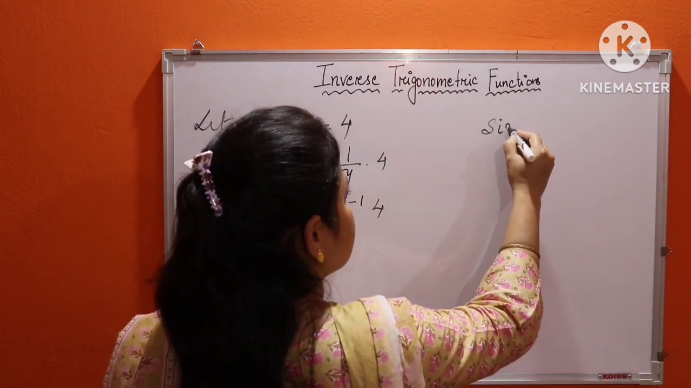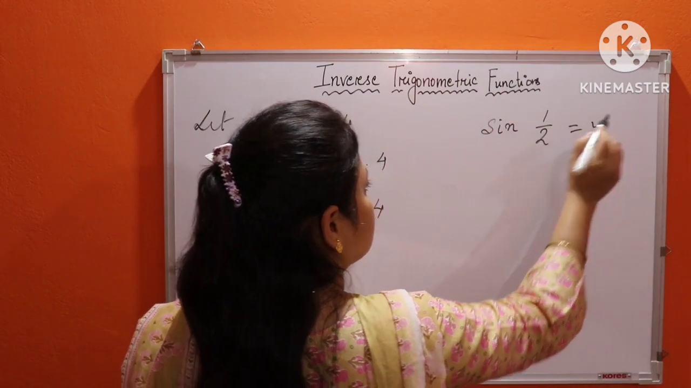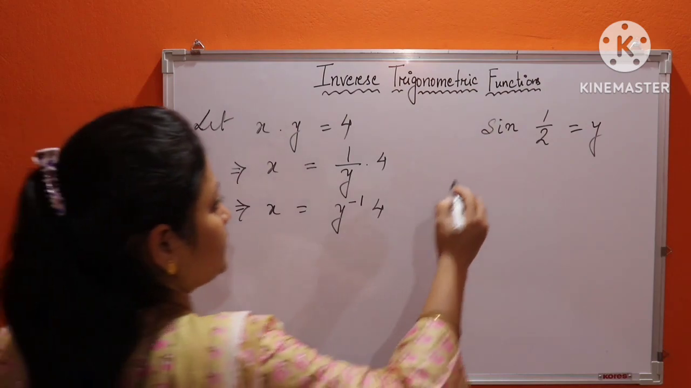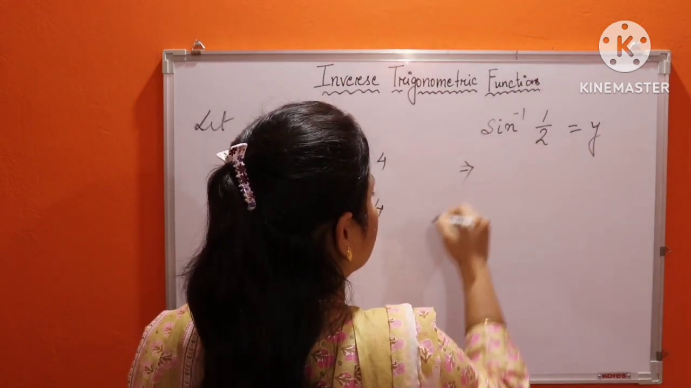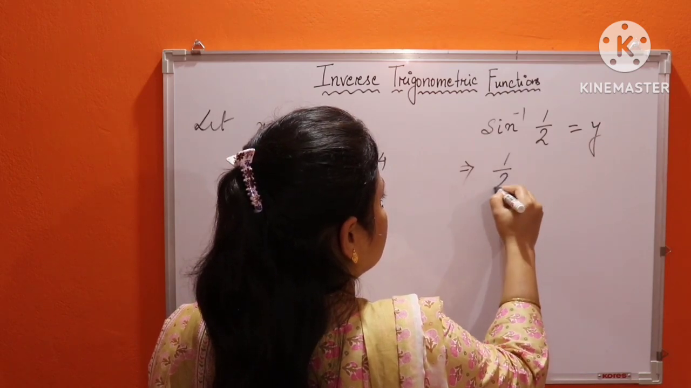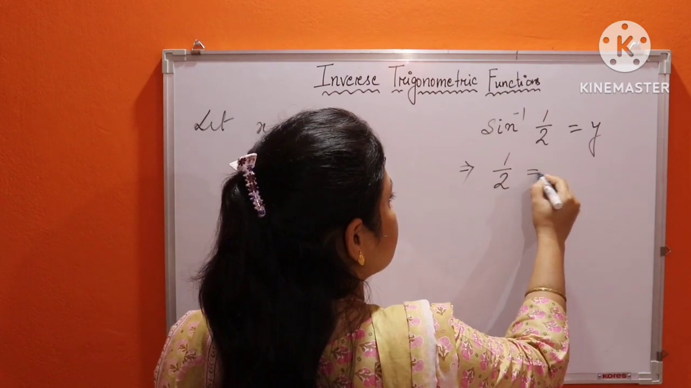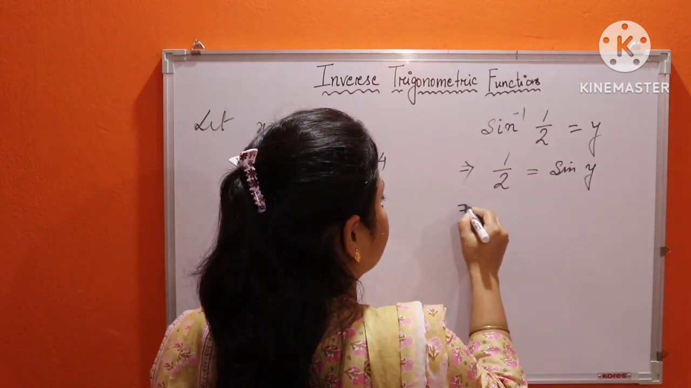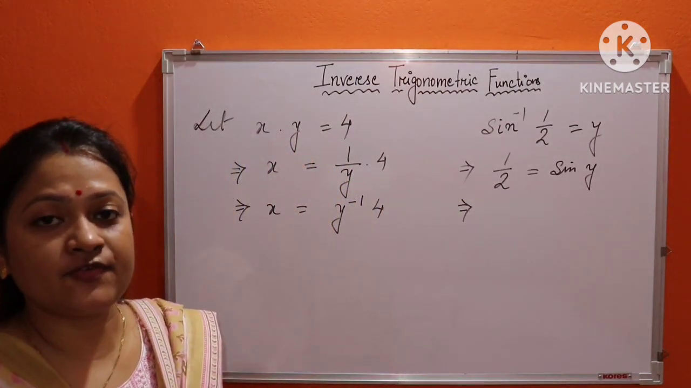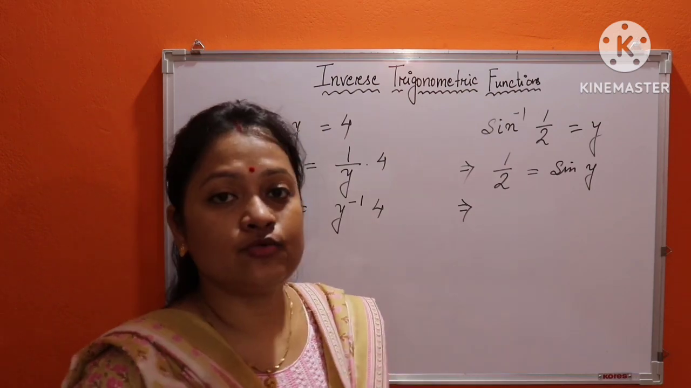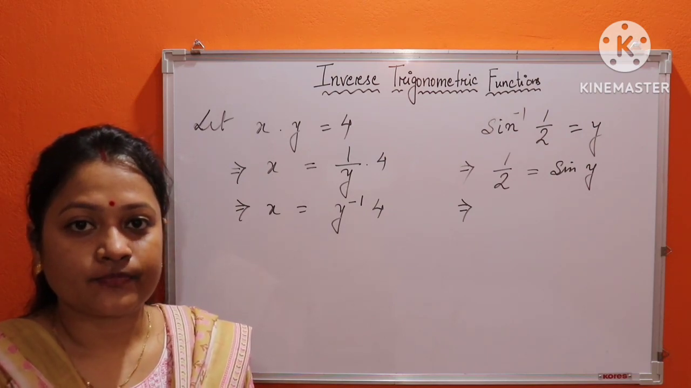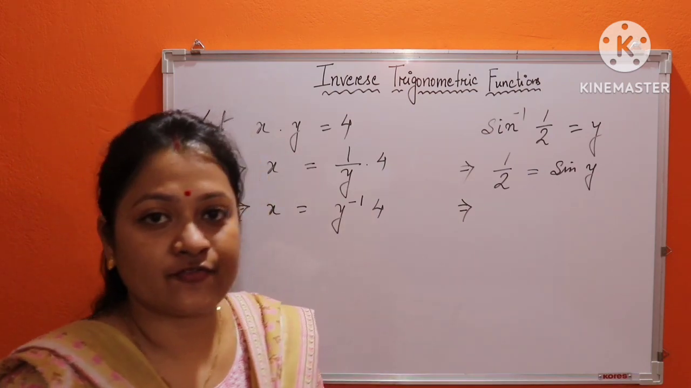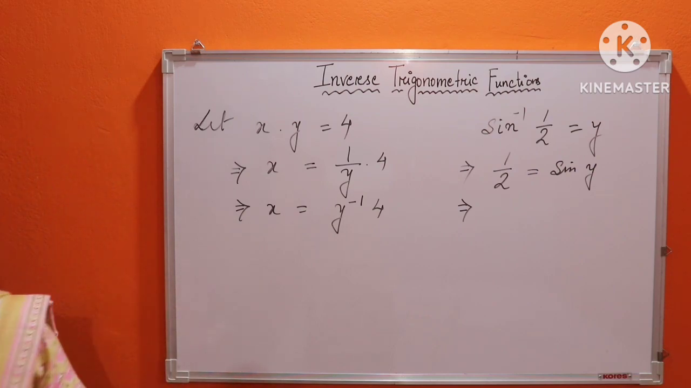Similarly, one more example. Suppose sin inverse 1 by 2 is equal to y. How can we solve this? Sin inverse, if it goes to the other side, will become sin y. Now, in our previous classes we got the sine values for 0 degree, 30 degree, 45, 60, 90. Sine of which degree will be half?